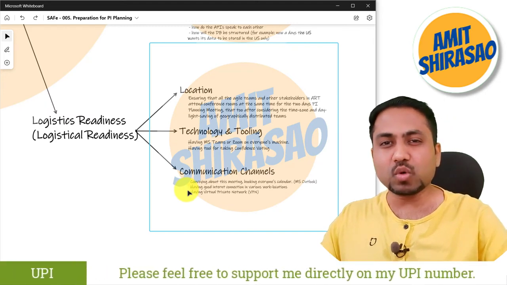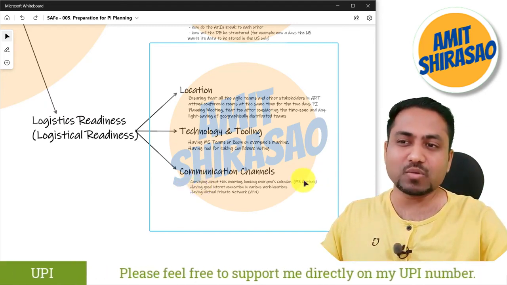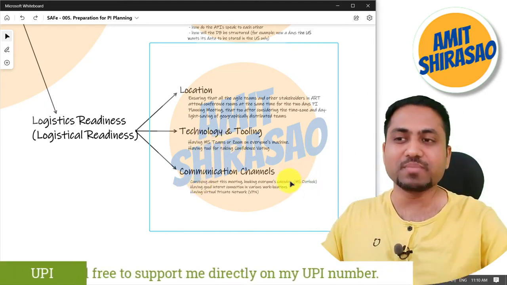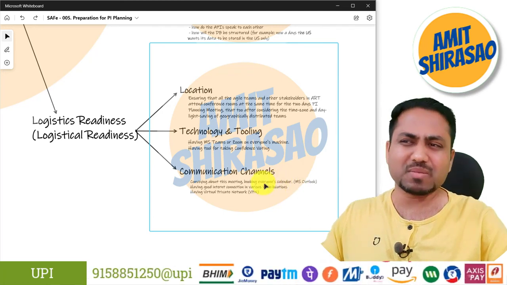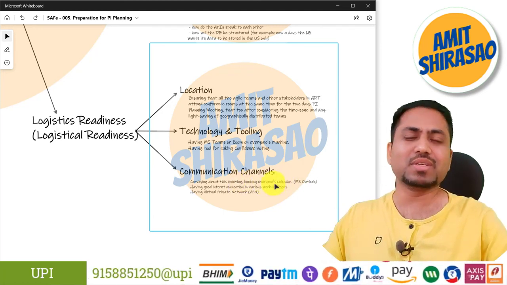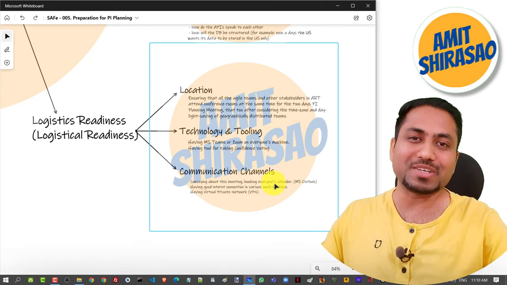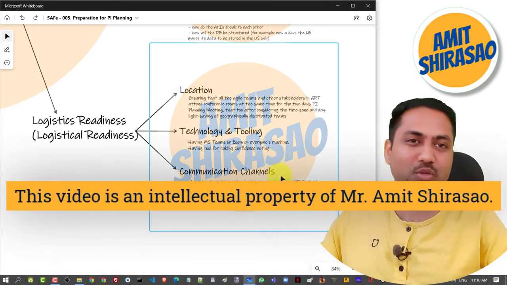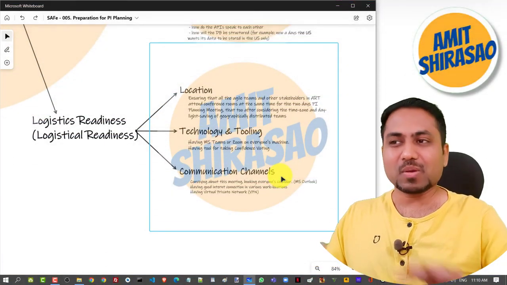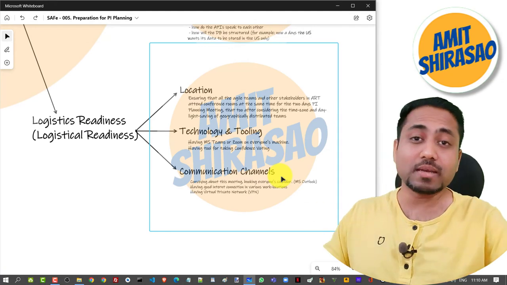And then the first thing that I missed out is conveying about the meeting, booking everyone's calendar. So MS Outlook, I think, comes into technology and tooling, by the way. But the main thing is that everyone should agree on a time. That is also important. So that is a communication channel. Okay, so this is your logistical readiness.